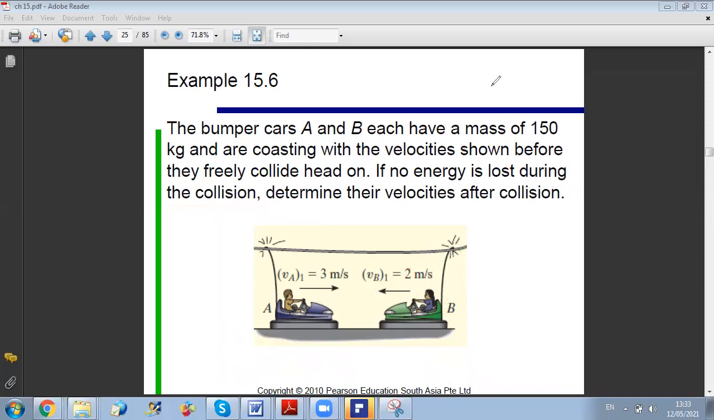So the first equation that you can write here is the following one: 3 squared plus 2 squared equals VA2 squared plus VB2 squared. Okay, this is our first relation. We need another equation to relate VA final and VB final after collision. What will be this equation?